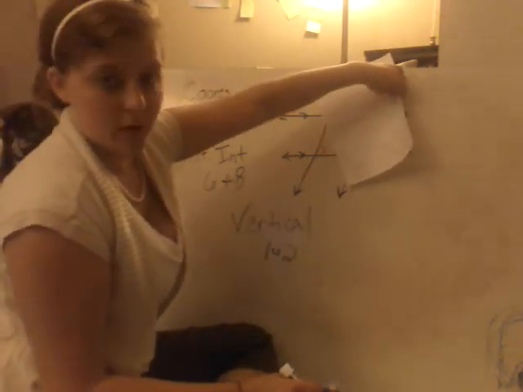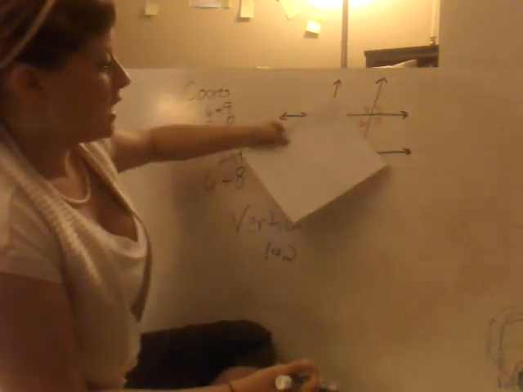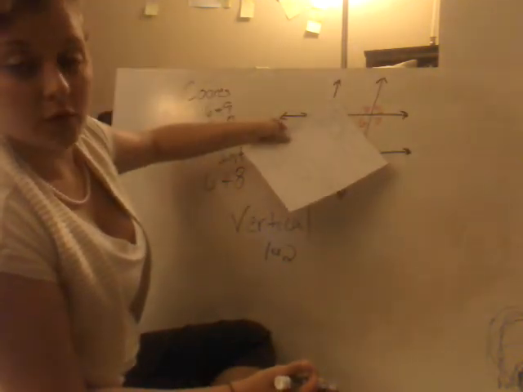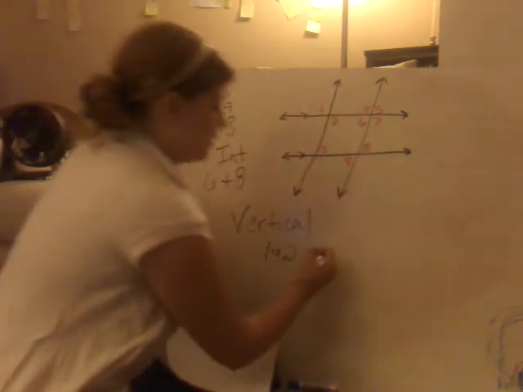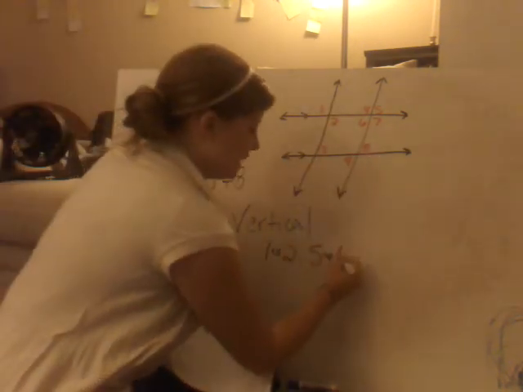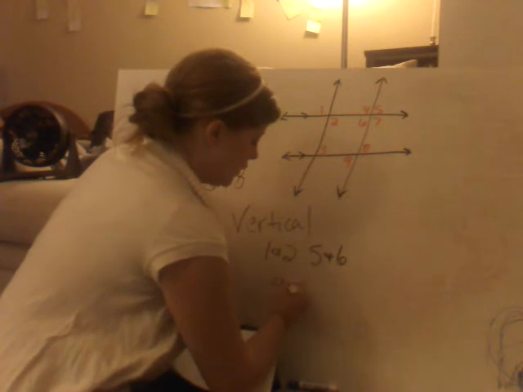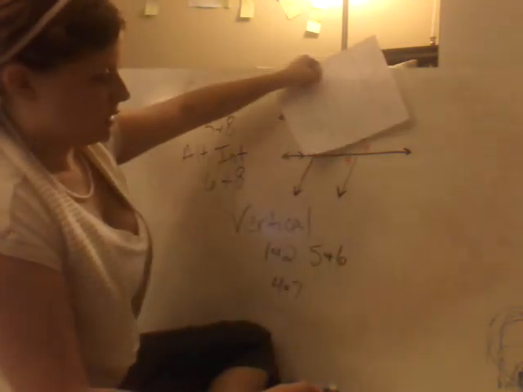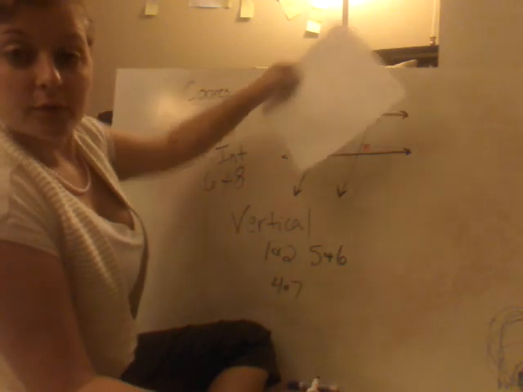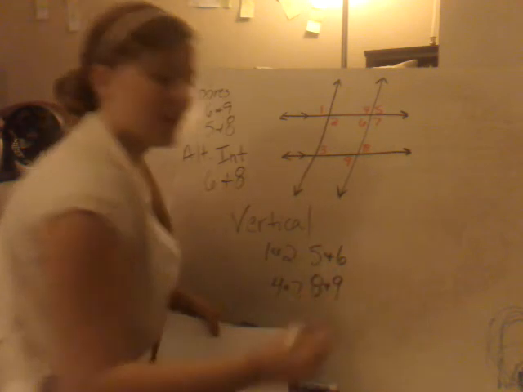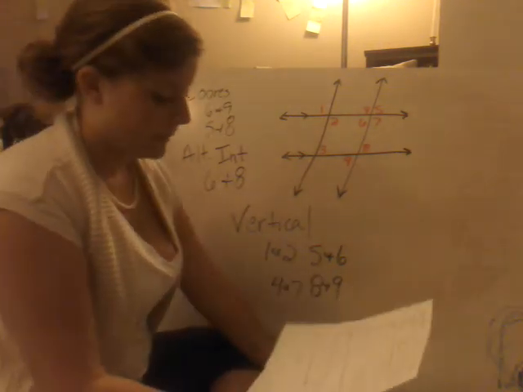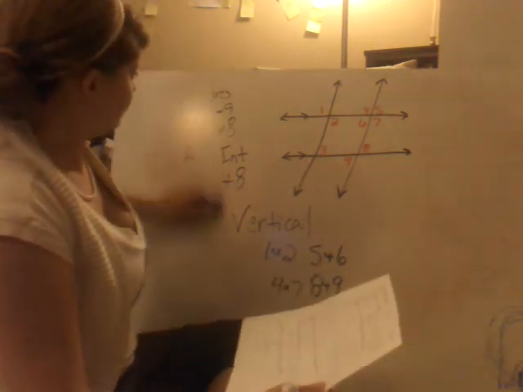I can look at this next section. There's only one angle, so that one's done already. I look at this. All of them are vertical angles. 5 and 6 are vertical, and 4 and 7 are vertical. So I've got 5 and 6, 4 and 7. And I look at my last one. 8 and 9 are also vertical angles. I like vertical angles. Okay, so there's the first part.